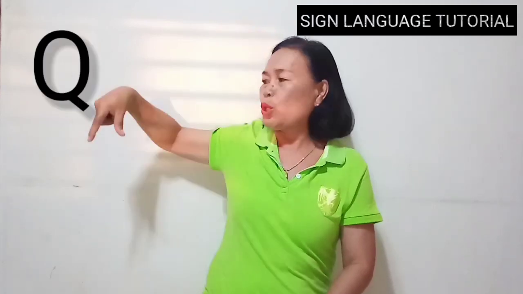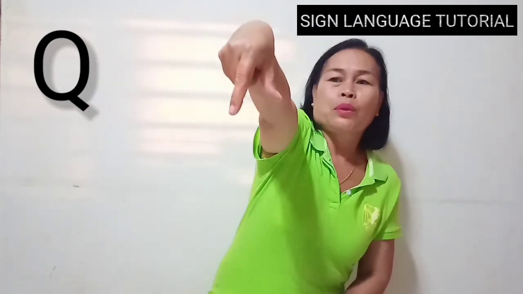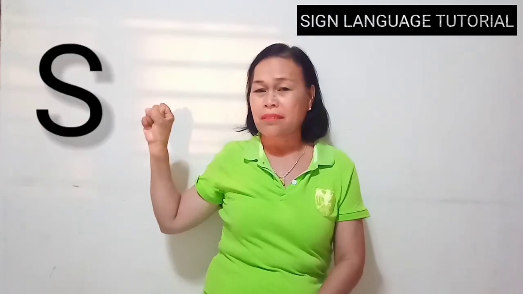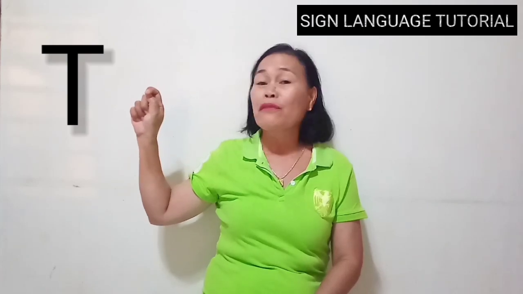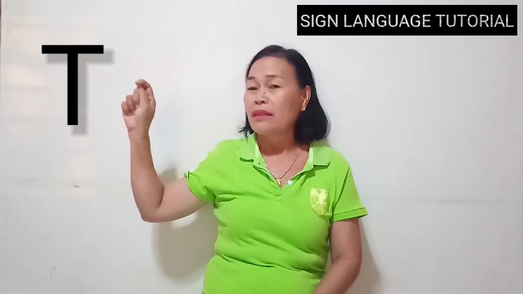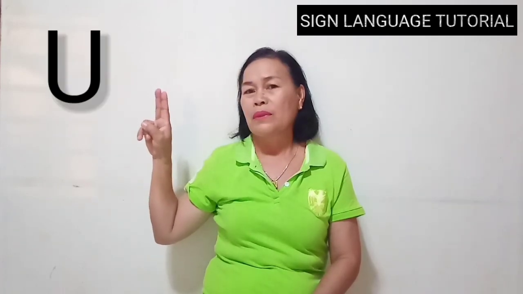Q. This is letter Q. R. Letter R. S. Letter S. Okay, this is letter T. Before, letter T is like this, but medyo bastos on aon. So, we use this one, letter T.